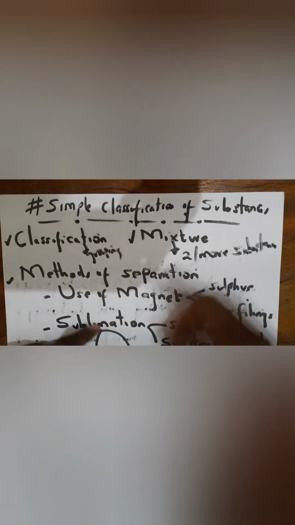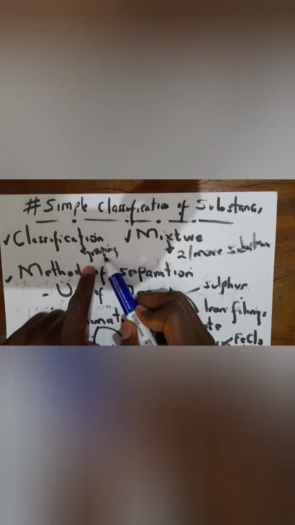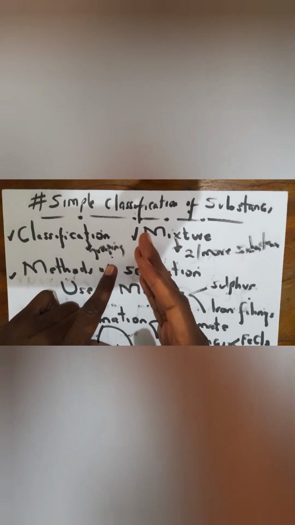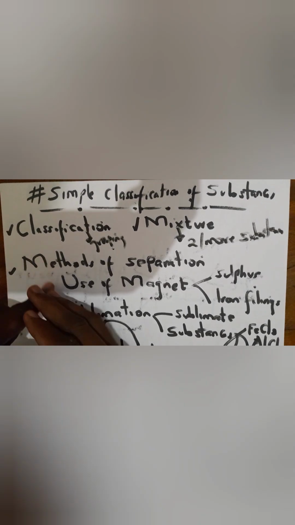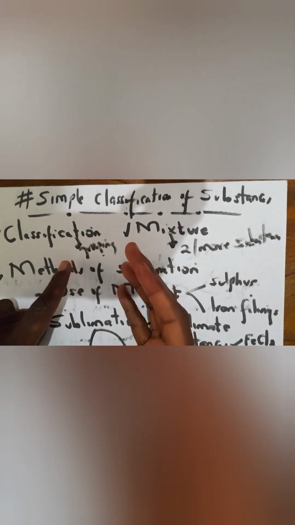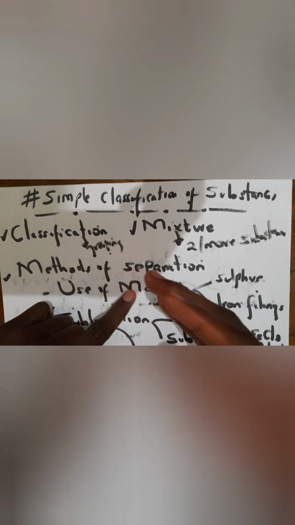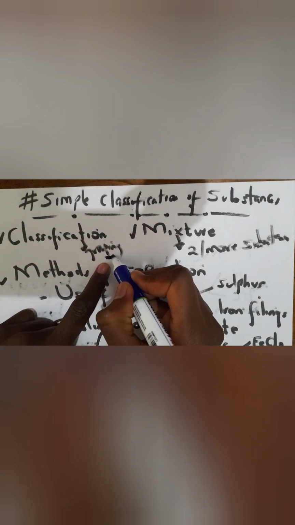Remember, this is chemistry: simple classification of substances. What is classification? Classification simply means grouping the substances. You group the ones that have the same characteristics, and give them one class. For example, when you talk of legumes, you have classified beans. If you go to cereals, you are classifying. So it is the grouping of substances.